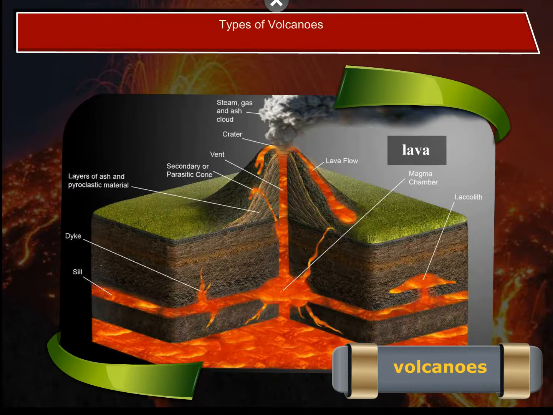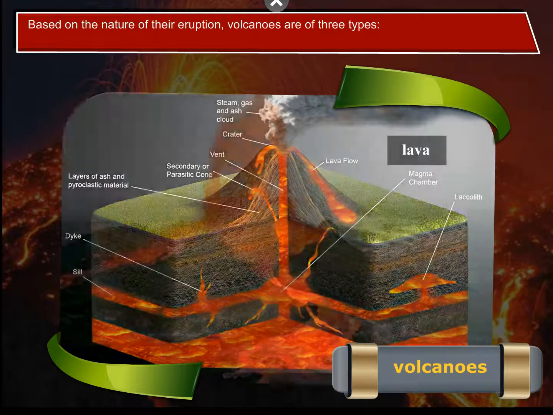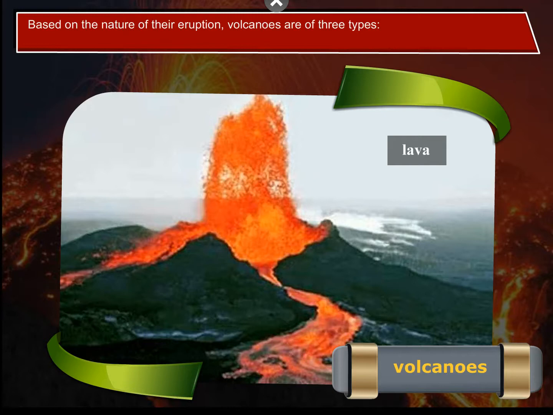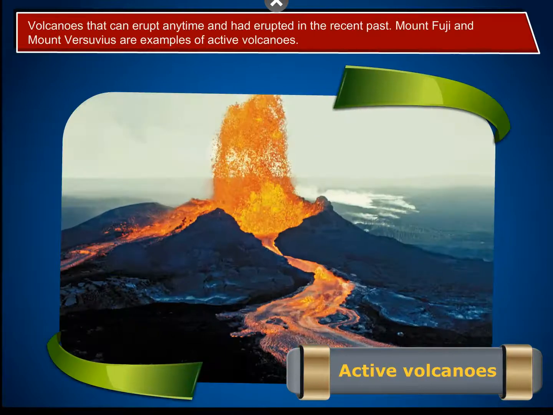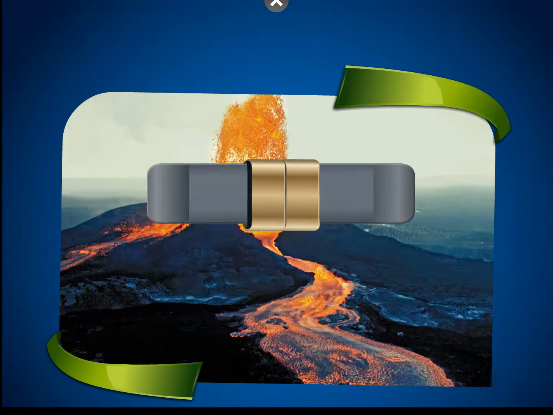Types of volcanoes. Based on the nature of their eruption, volcanoes are of three types. Active volcanoes. Volcanoes that can erupt any time and had erupted in the recent past. Mount Fuji and Mount Vesuvius are examples of active volcanoes.